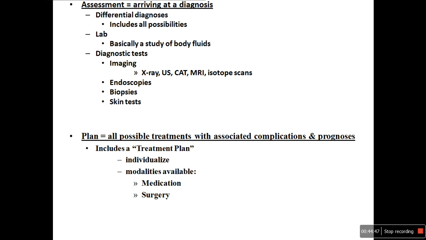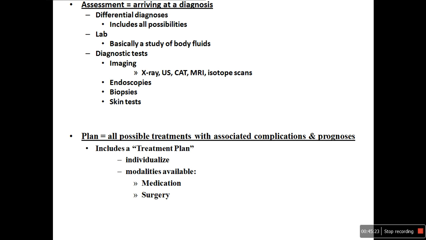The plan is all possible treatments with associated complications and prognosis. So what is a plan? All possible treatments, with associated complications and prognosis. It includes a treatment plan.